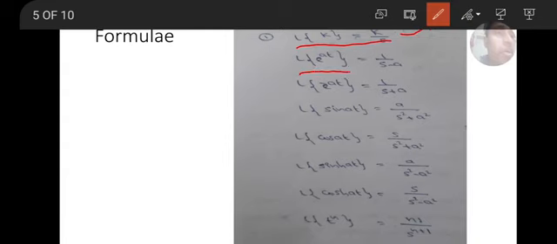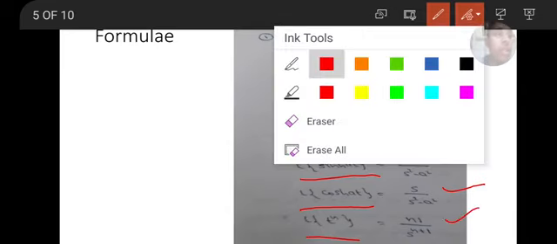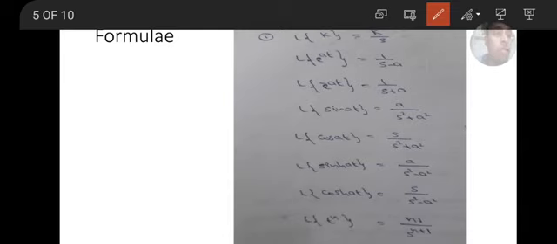Laplace transform of e to the power of at equal to 1 by s minus a. Laplace transform of e to the power of minus at equal to 1 by s plus a. L of sin at equal to a by s square plus a square. L of cos at equal to s by s square plus a square. L of sinh at equal to a by s square minus a square. L of cosh at equal to s by s square minus a square. L of t to the power of n equal to n factorial by s to the power of n plus 1. These are the 8 standard formulas.